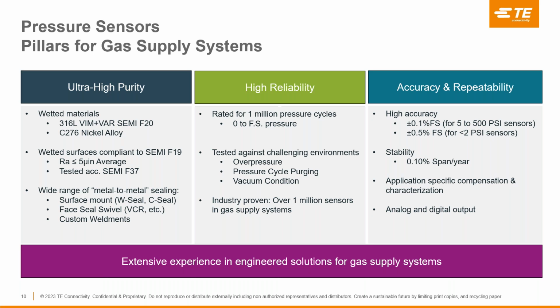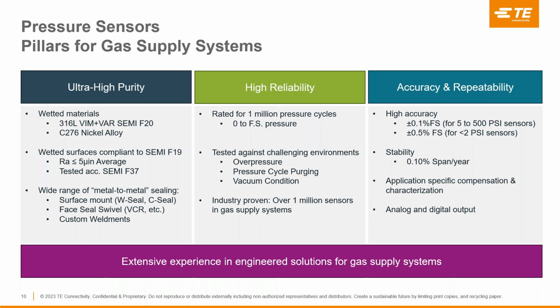We can look at the requirements of sensors in gas supply systems through three pillars: ultra-high purity, high reliability, and accuracy and repeatability. Under ultra-high purity, our sensors are built around the capability to use wetted materials like 316L VIM-VAR and C276 nickel alloy. The wetted surfaces can be electropolished below 5 Ra and are tested against SEMI inspection requirements. We offer a wide range of sealing types, from surface mount to VCR to custom weldments of adapters and manifolds.